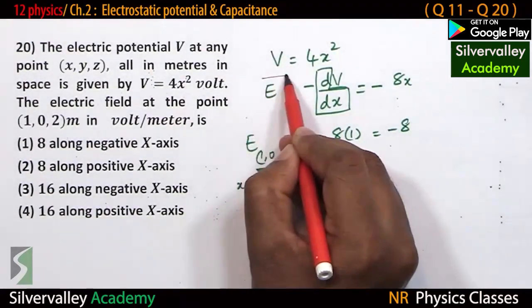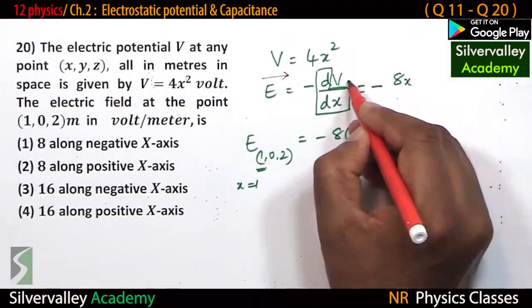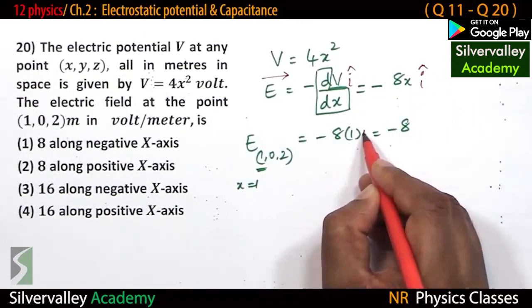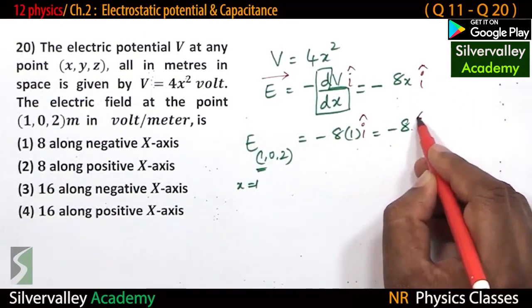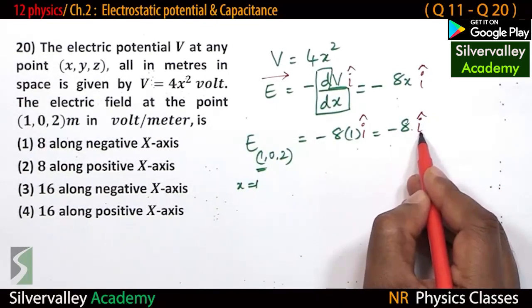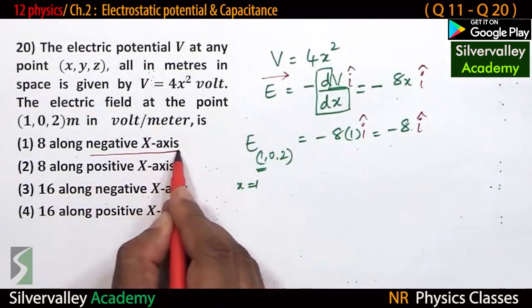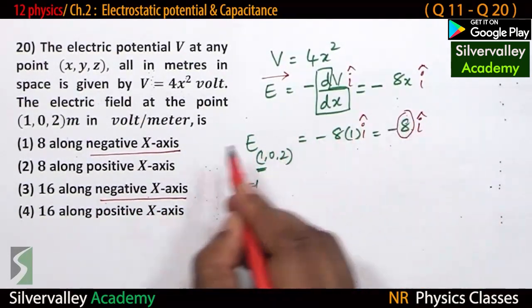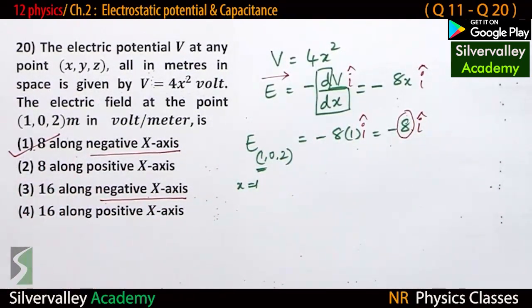In vector notation, there is i cap. What do you mean by minus i cap? Negative x-axis. Magnitude is 8. 8 along negative x-axis.